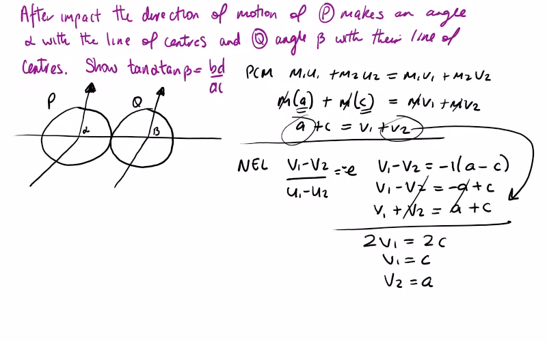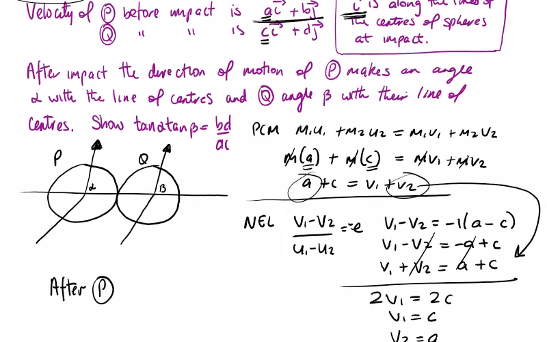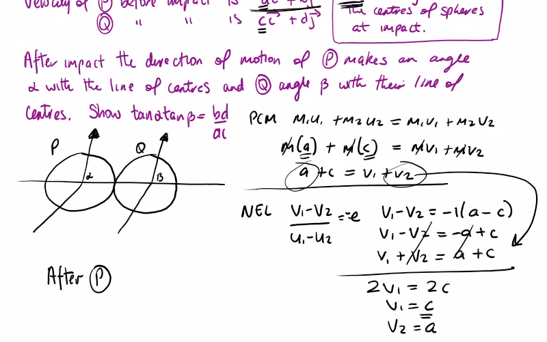So if I write down their velocities after, for P, it started with AI plus BJ. So the velocity V1 has changed from A to C. So we're dealing with CI plus BJ. The J isn't going to change. And for Q, the C has turned to an A. So we're dealing with AI plus DJ. And this one is alpha and this one is beta.